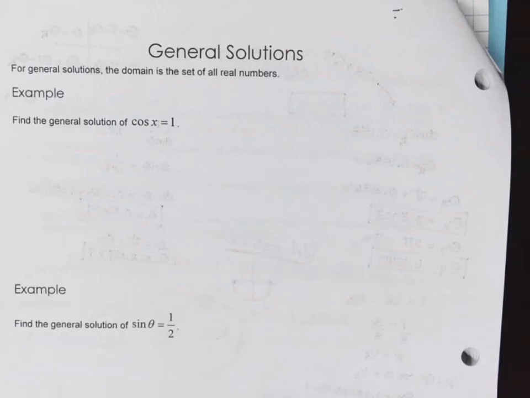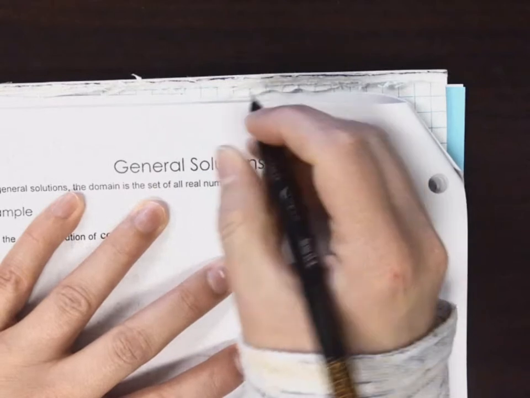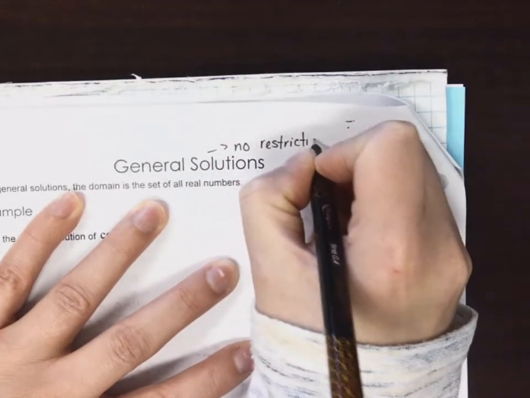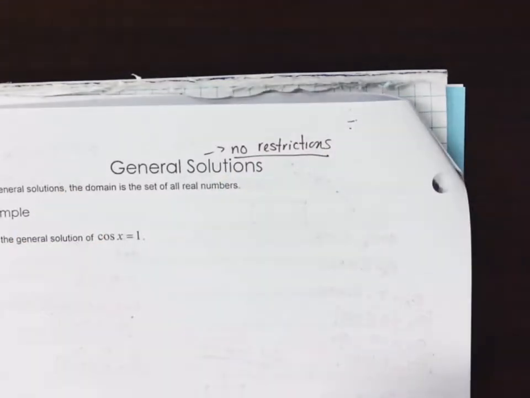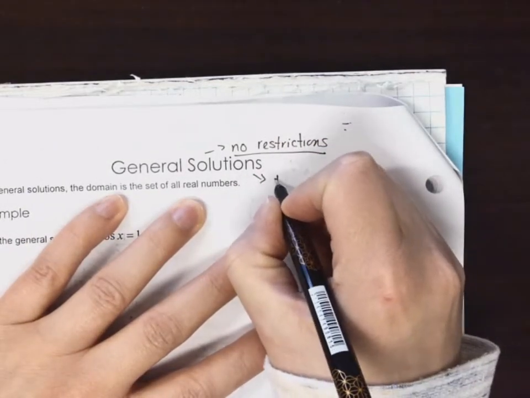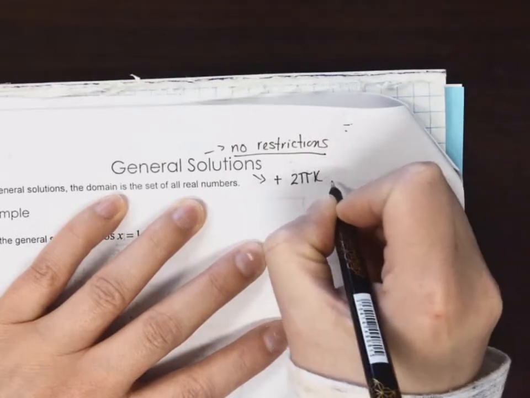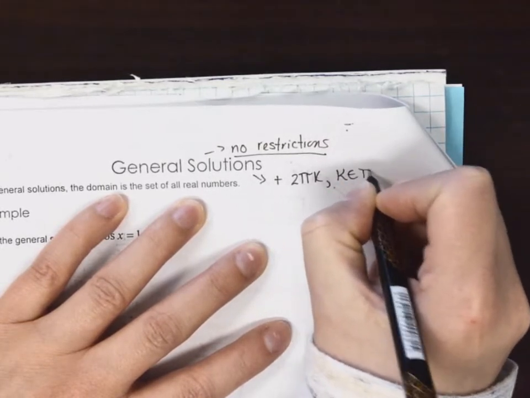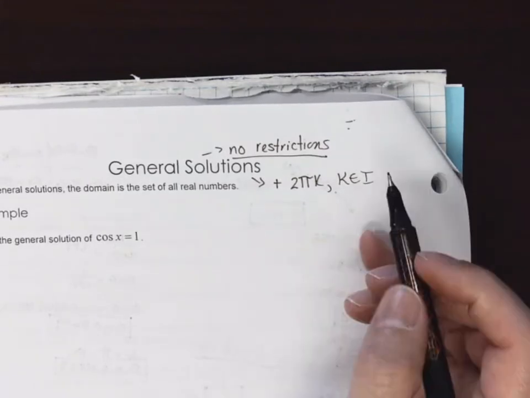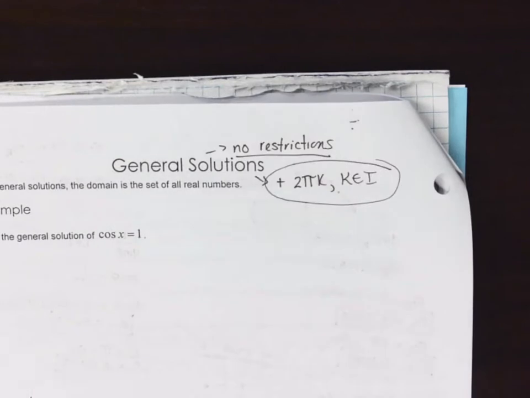Okay, this one's nice because, in a general solution, you have no restrictions. So this is nice because you don't have to worry about going positive or negative or anything like that. You don't have to worry about those rotations, but you have to make that plus 2 pi k, where k is an element of the integers. So if no restriction is given, you've got to add this to your solutions.